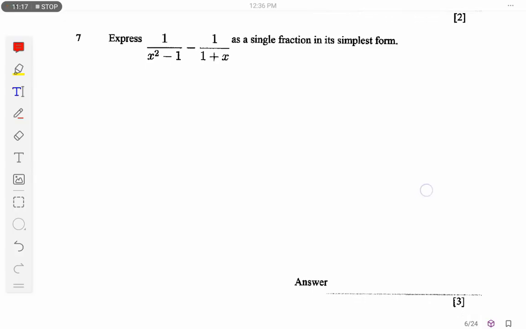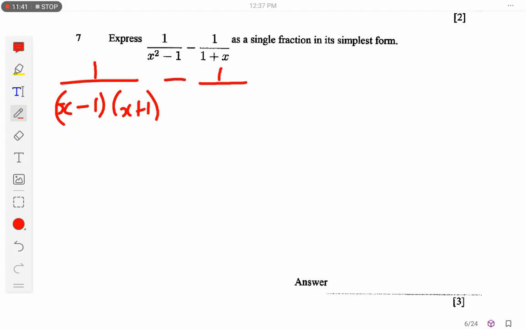Now we have this expression there, and we want to express it as a single fraction in its simplest form. For us to deal with this one, first of all, we can identify this is a perfect square, so we can rewrite it as 1 over (x minus 1)(x plus 1), like that. Then we are saying minus 1 over 1 plus x, like that. Okay, then we can now simplify.